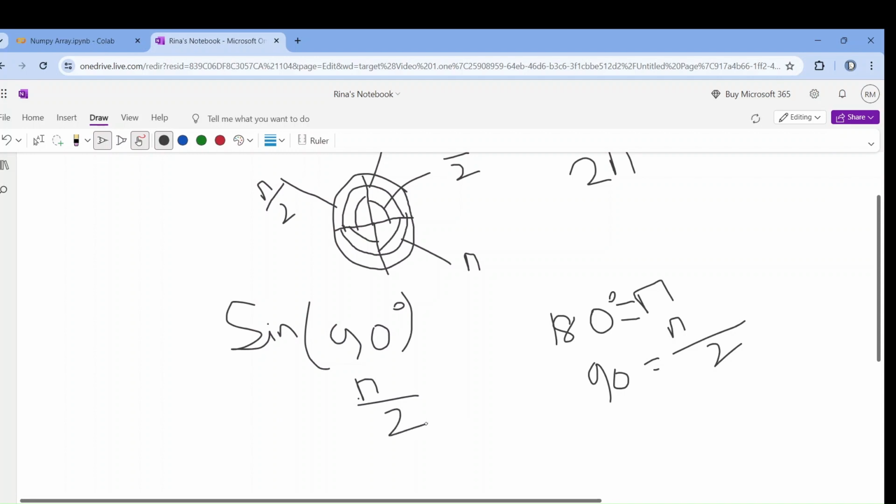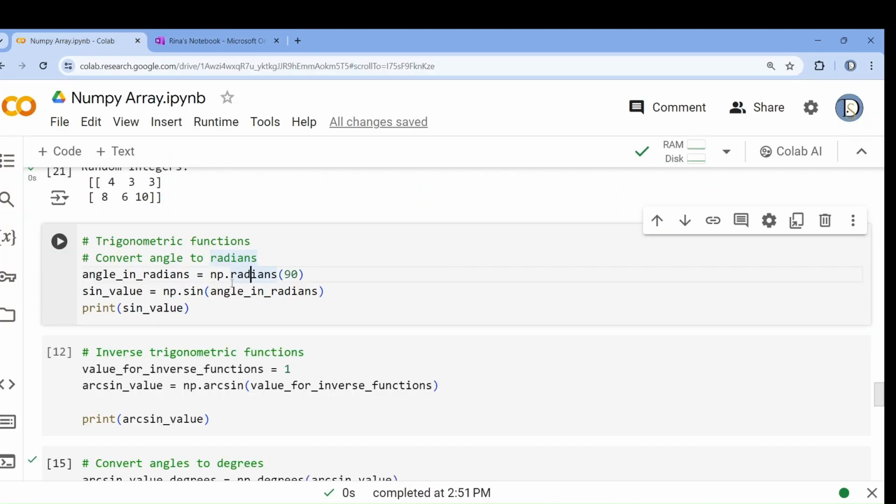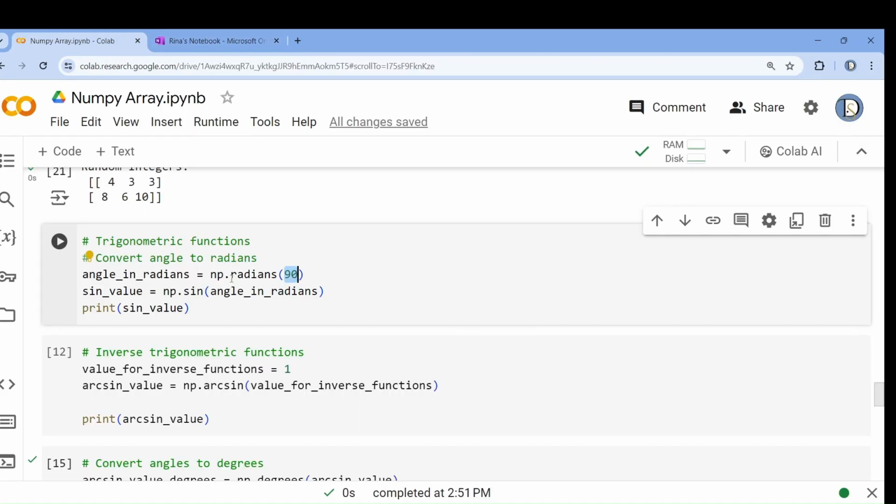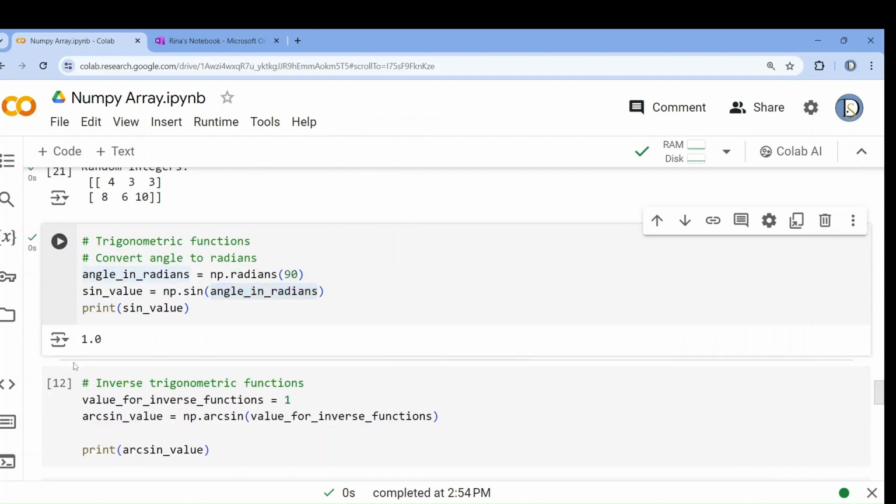Okay. Now see how we can write this in NumPy. Here I have written angle in radians, you can write anything. Then I have written 90 degree. I want to calculate sine of 90 degree. First, I have to convert it into radians. So I have converted the 90 into radians. Here, the radian value is stored. Now I have written the function np.sin inside angle in radians, the radian value. Now, if I calculate the sine value, see it will show me sine of 90. You know the value sine 90, that is 1.